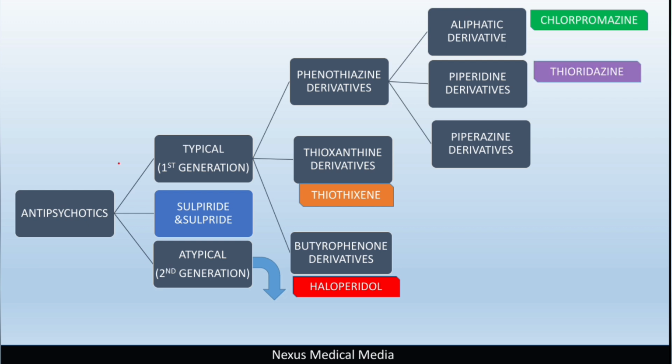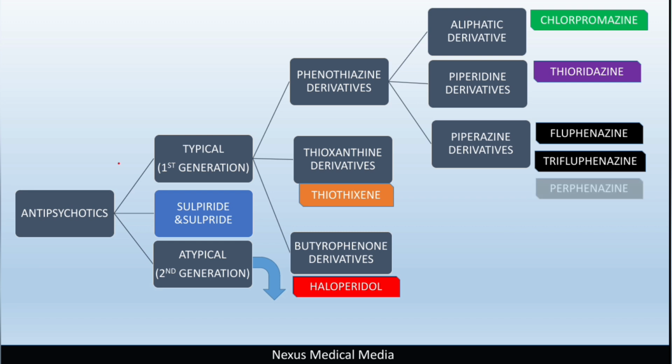Piperidine derivatives, this drug is called thioridazine, and piperazine. You need to understand piperidine and piperazine. Piperazine, you have fluphenazine, trifluoperazine, and perphenazine. Between first generation and second generation, you have another group. In the middle is sulpiride and similar drugs.